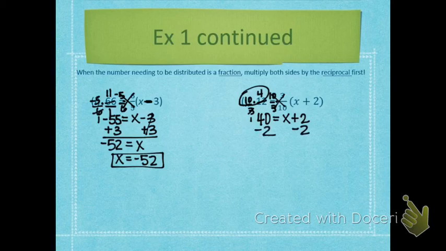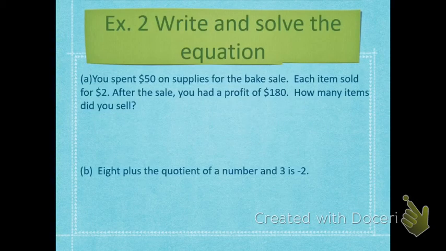Subtract 2 from both sides. So x equals 38. And of course we want the variable first. So x equals 38. Now that brings us to real life situations.